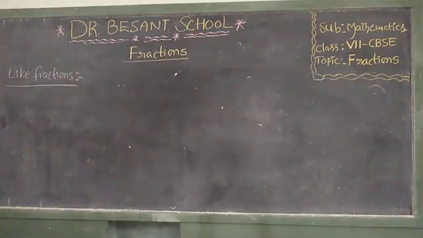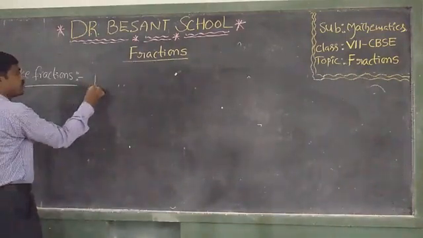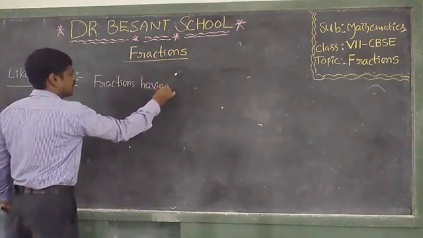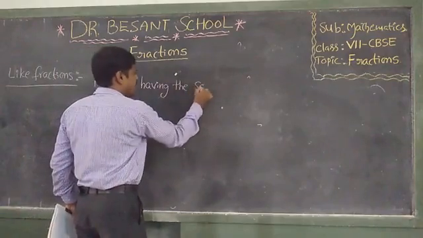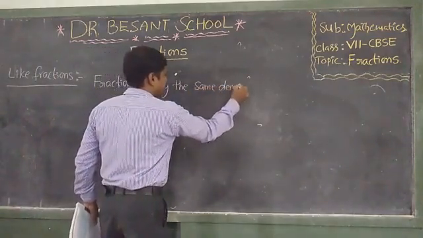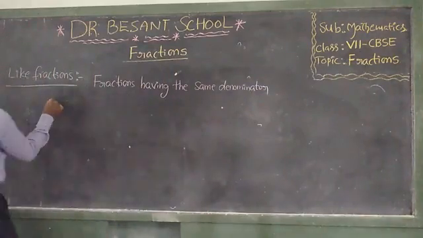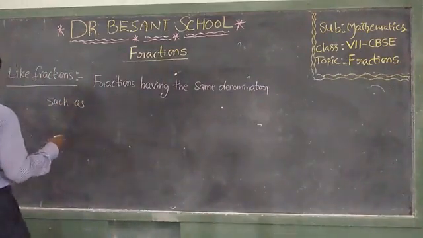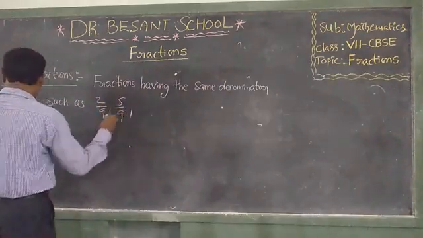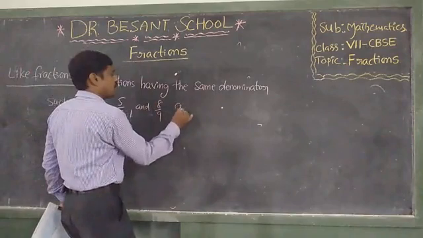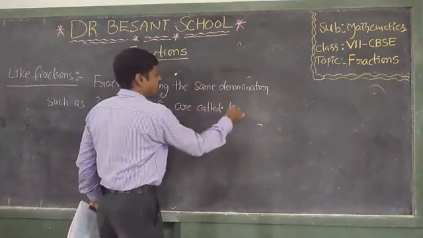Fractions having the same denominator, such as 2 by 9, 5 by 9, 8 by 9, are called like fractions.